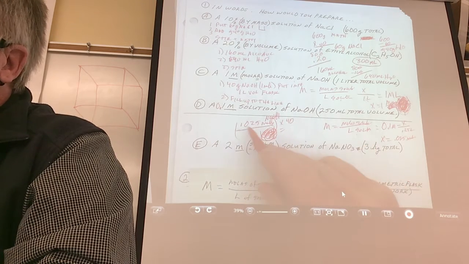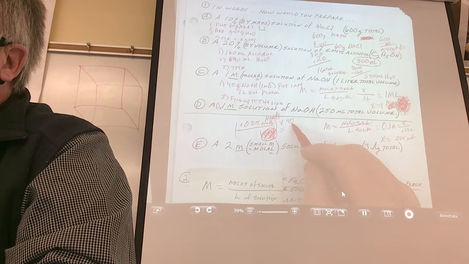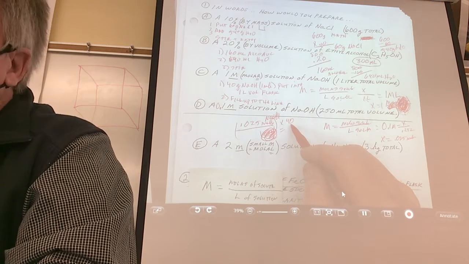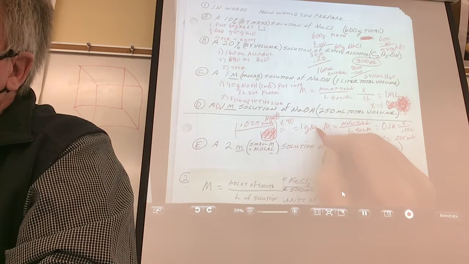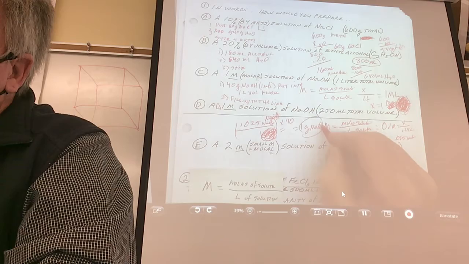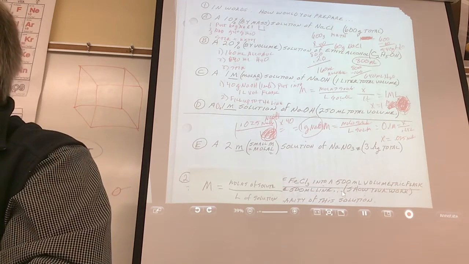What's 40 times 0.025? One. Okay, that's all right. So I would need 1 gram of NaOH, and where would I put that? Where would I put the 1 gram of NaOH? In your little flask. Which flask? And you want a volumetric.